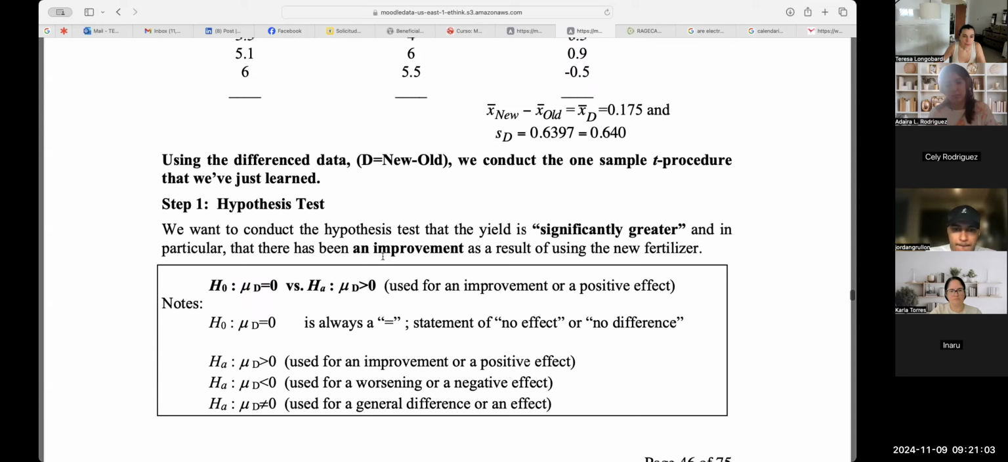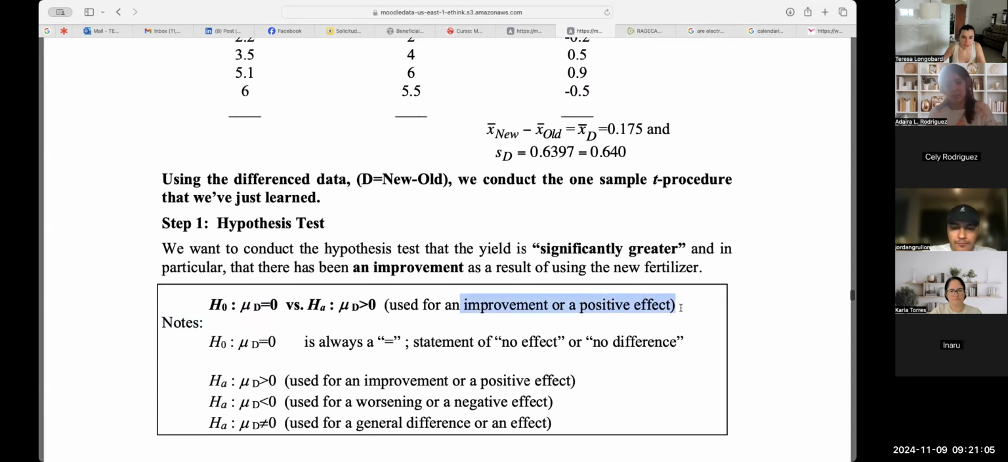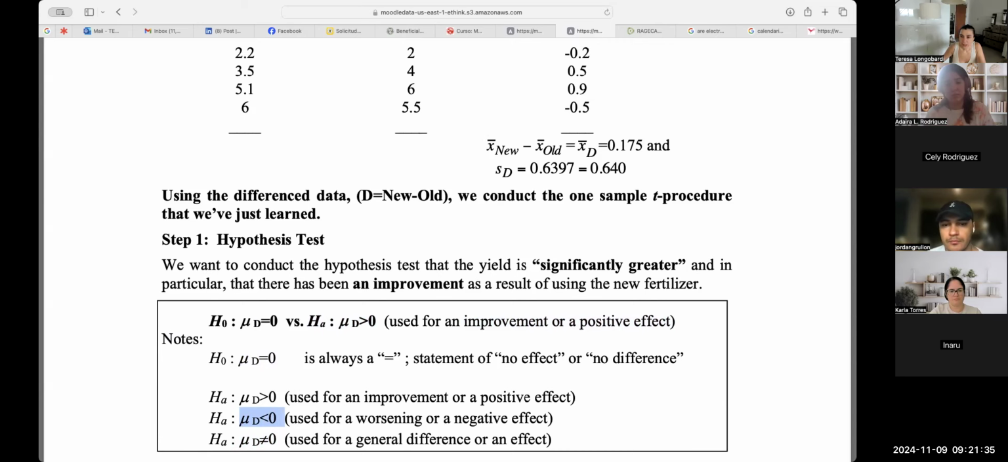And in this case, we're checking for an improvement or a positive effect on the yield. So we're looking for a higher yield. So we're going to check against the alternative that the difference is more than zero. But if we were just looking for a difference, we would just check it against it not being equal to zero. If we're looking to see if a fertilizer worsens the yield, then we would look for an alternative that is less than zero. Okay, so that is how we go about this. And this is the last thing I teach.